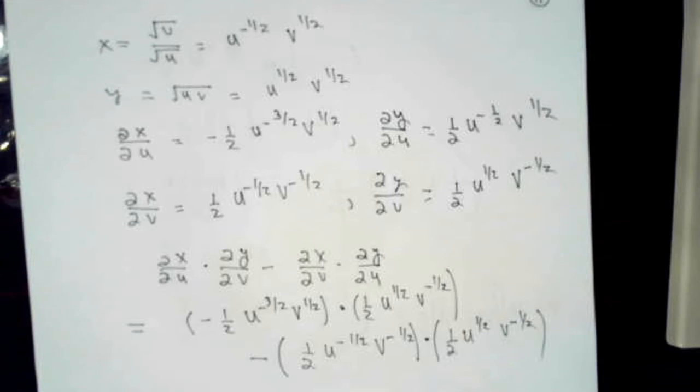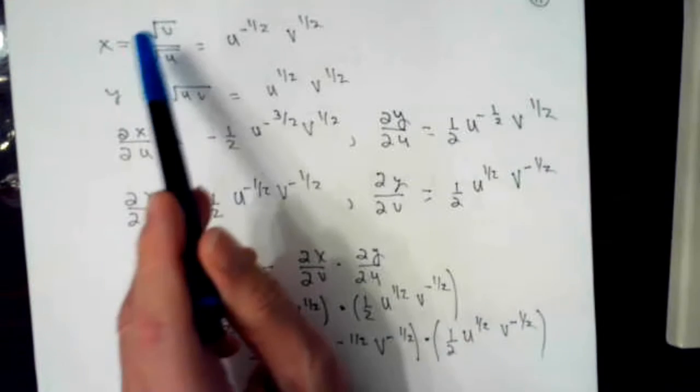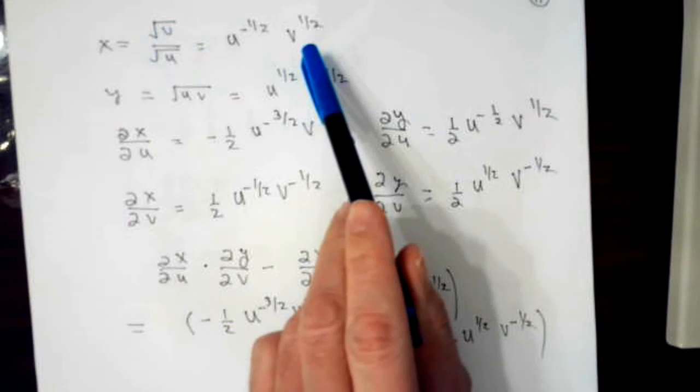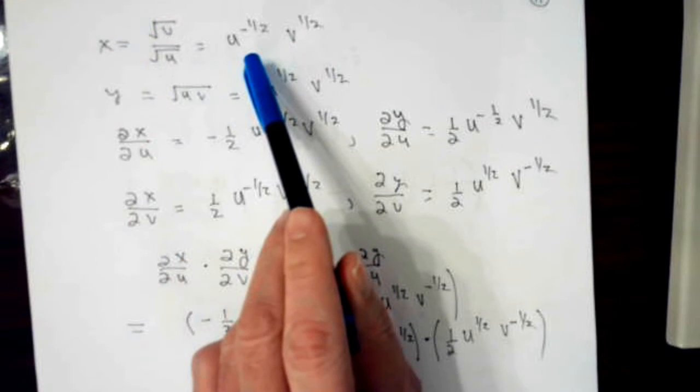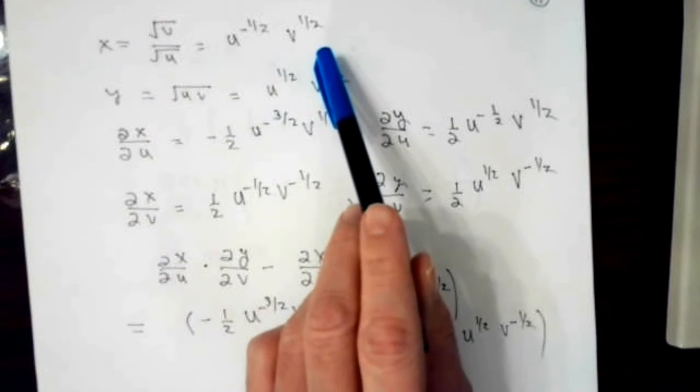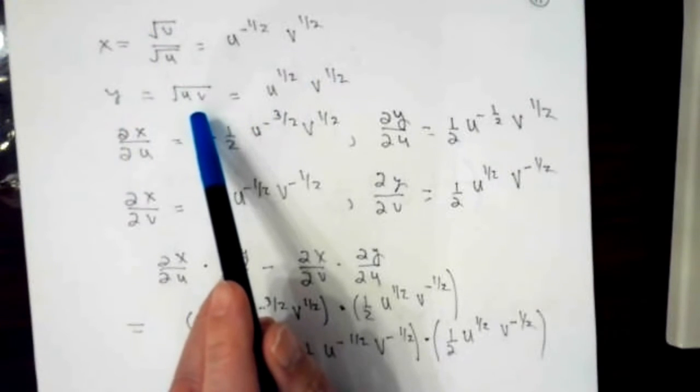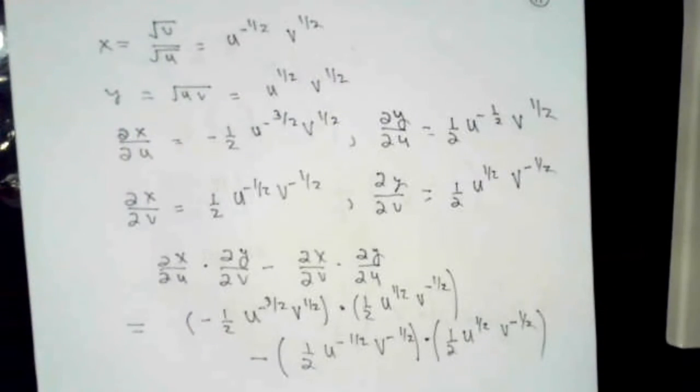In the algebra and the partial derivatives that follow, I found that it was more convenient to write these things as powers. So this is v to the 1/2 power as a factor. I have 1 over u to the 1/2. So that's u to the negative 1/2 v to the 1/2. y equals radical uv. That's the product of radical u times radical v, which I will write as powers also. In the rest of it, you're just using the ordinary power rule for derivatives, so you can look that over if you like.